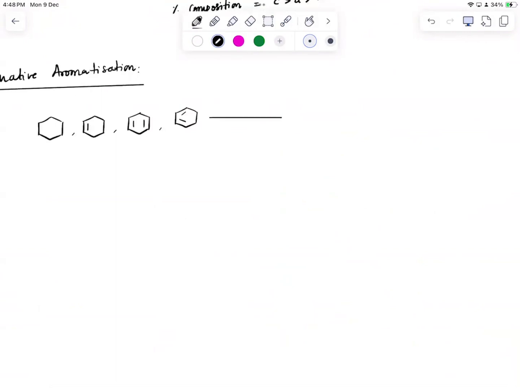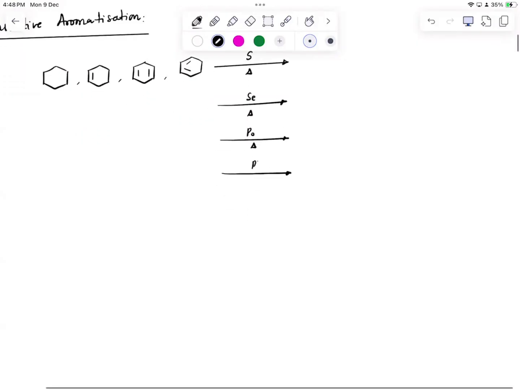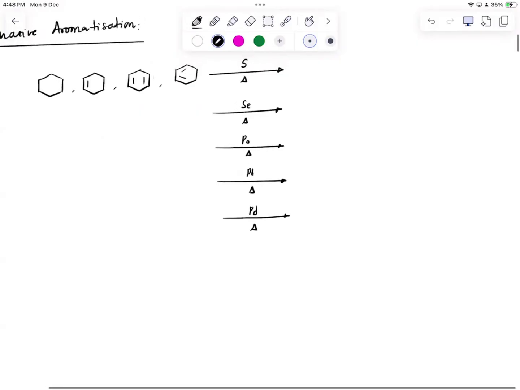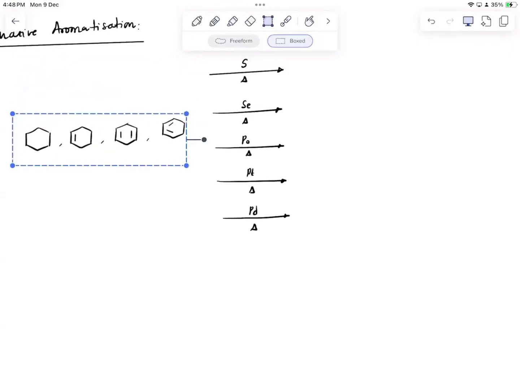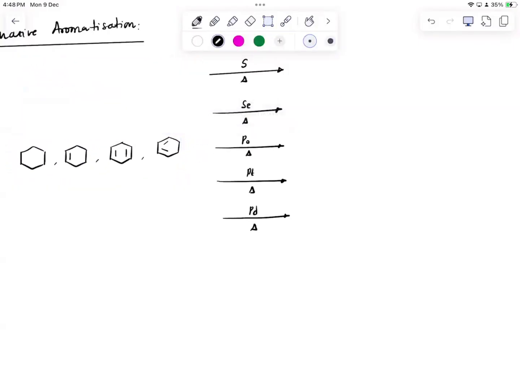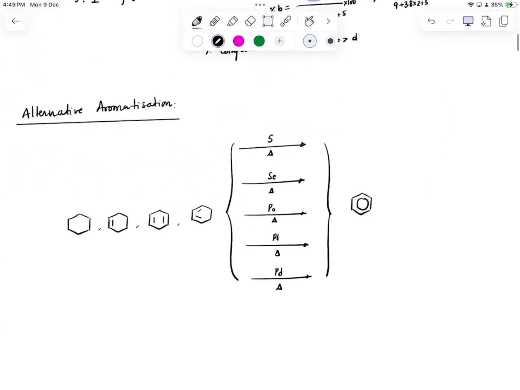Any of these forms, if you react them with sulfur and heat, or selenium and heat, or polonium and heat, or platinum and heat, or palladium and heat, they all will do the same thing again. All of them will do only one reaction here, beta. They'll all convert these compounds into benzene form. This is also a part of aromatization. Got it? This is another alternative aromatization form.